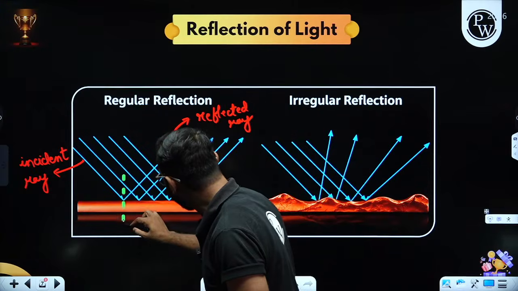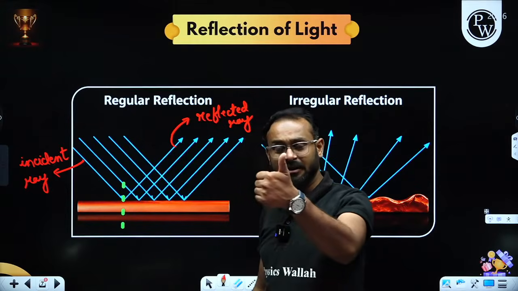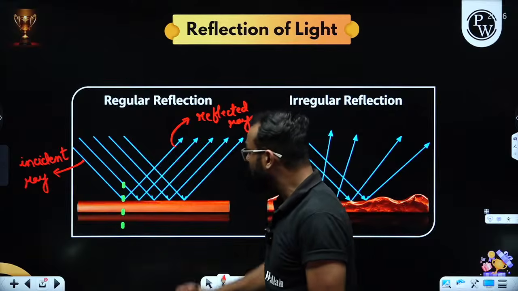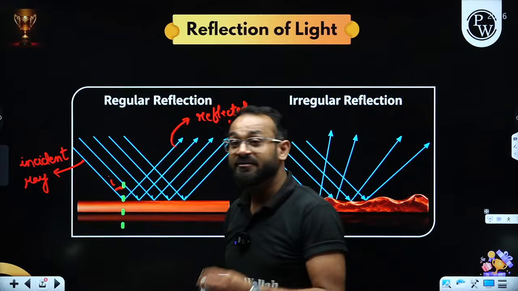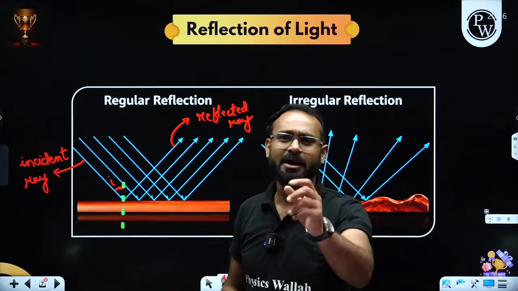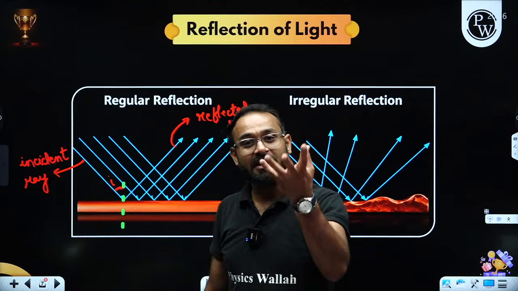So this is perpendicular to the surface. Yes, perpendicular to the surface, at any point. So over here, the angle which is forming between the incident ray and the normal, the angle formed between incident ray and normal, that is the angle of incidence.